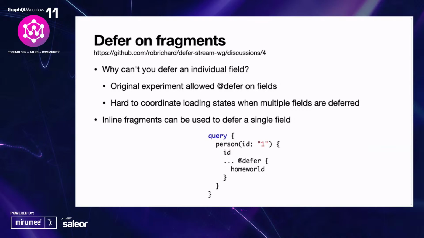A while back, there was an experimental implementation of defer in Apollo Server, and that implementation only supported defer on fields instead of fragments. And at first, we tried to use it in our code, and we found that in most use cases we wanted to defer a group of multiple fields, and we wanted to block the whole UI from rendering until we had all the fields that we needed. And when you can only put defer on a field, that means that the client has to keep track of the loading state of each individual field and show a loading indicator until it gets all the fields that it cares about.